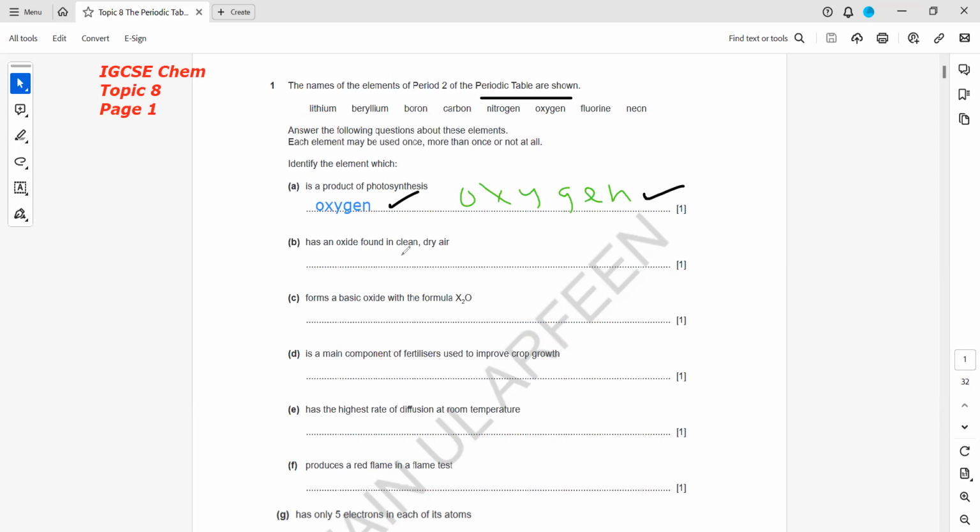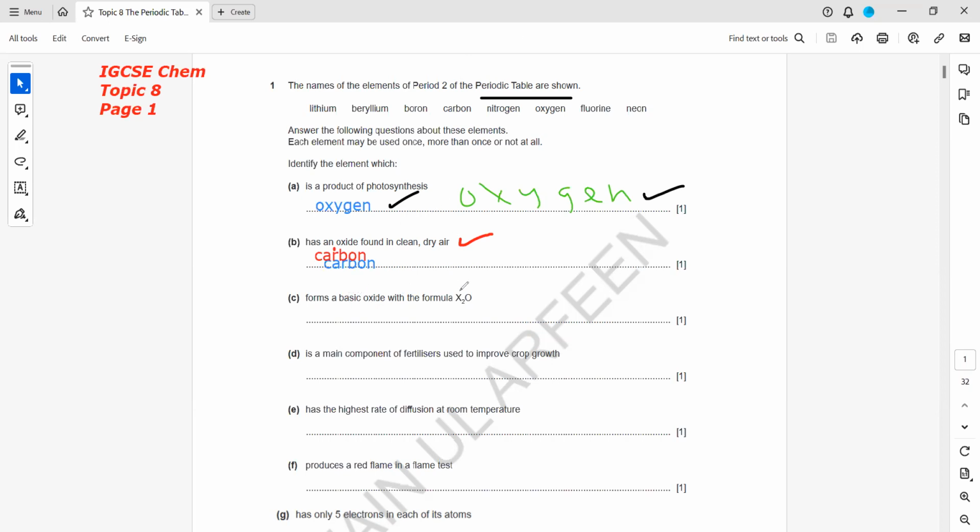Has an oxide found in clean dry air. Means the oxide of this element is in dry air. Which element? Carbon, because carbon dioxide is present in clean dry air. The oxides of carbon are carbon monoxide and carbon dioxide. So carbon dioxide is present in the clean dry air.